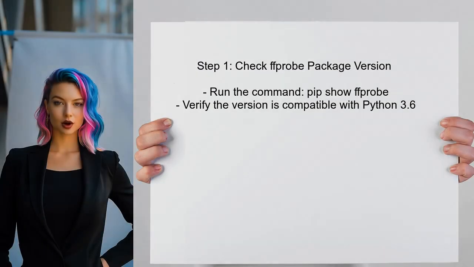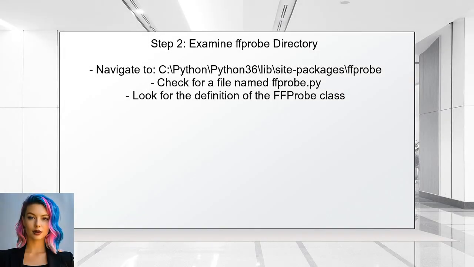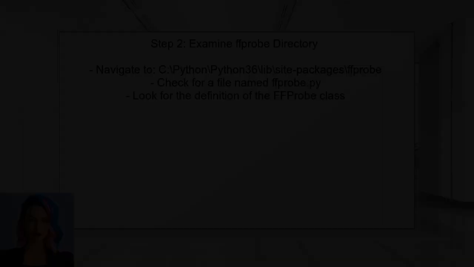To address the import error, the user should first check the version of the FFProbe package they have installed. It's important to ensure that the package is compatible with Python 3.6. If the version is correct, the next step is to examine the contents of the FFProbe directory. The user should look for the FFProbe class within the package files.